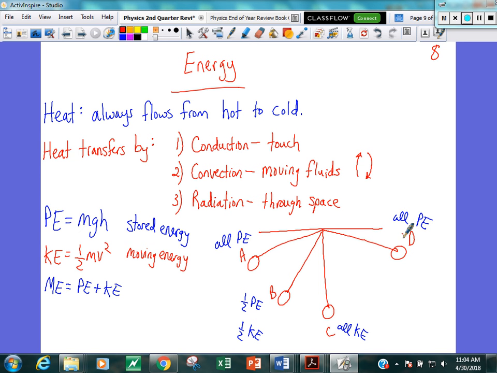Now, guys, one last question. At point B, what kind of energy exists at point B? Well, it's going to be half and half. Half potential and half kinetic, because it's in between these points A and C. So half of it's potential and half of it's kinetic.